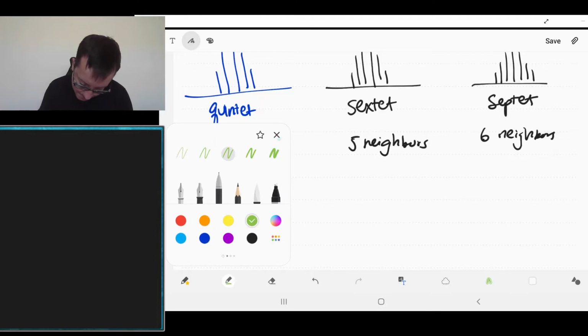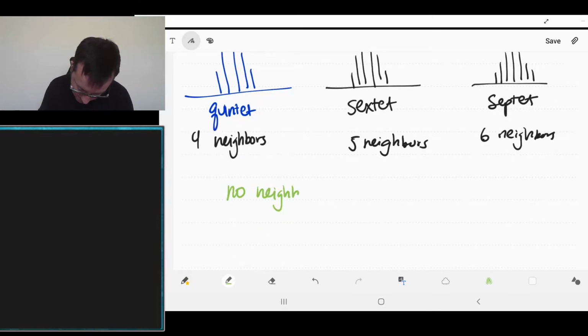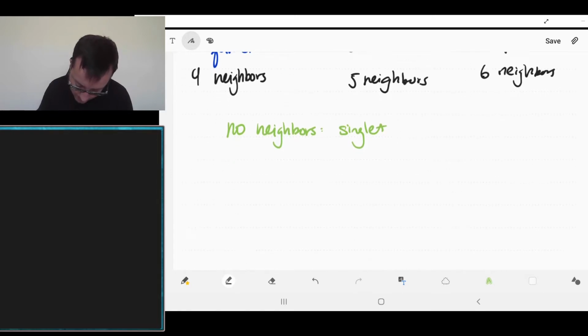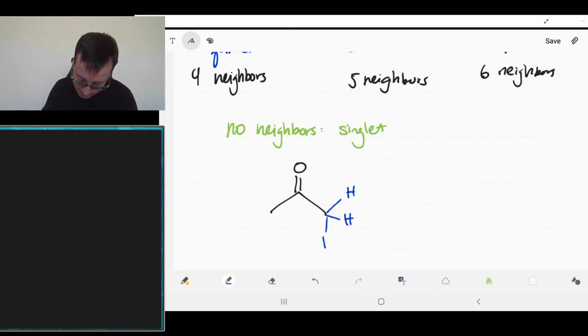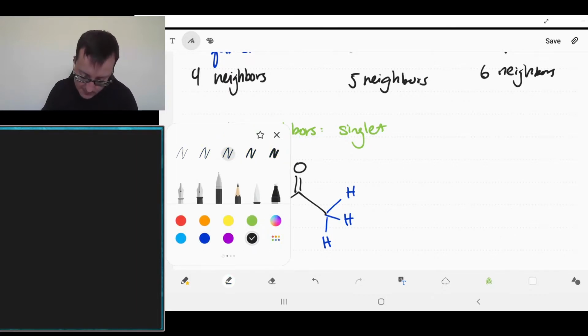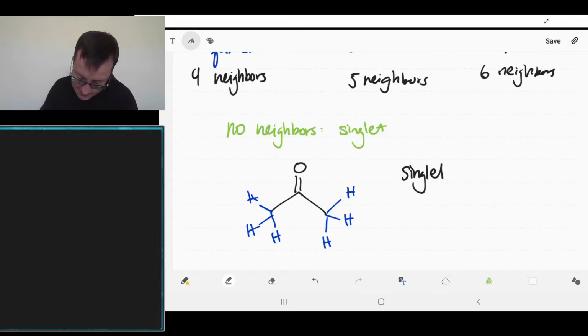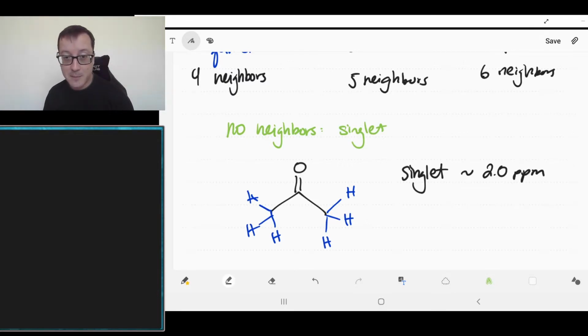No neighbors, by the way, you have a singlet. We would just see a singlet for this molecule. These are all equivalent hydrogens. They don't split each other. And so as a result, we have a singlet. And we can even say this one is going to be about 2 ppm. That's all we're going to see. One singlet at 2 ppm, and I can't say it's an integration of 6 because we haven't learned that yet. But we'll see. So for this, all we're going to see is a singlet at 2 ppm.